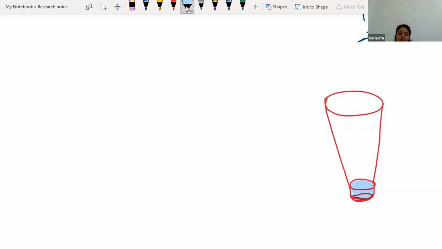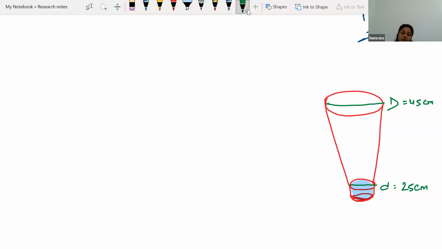The diameters of the two circular ends of the bucket are 45 centimeter and 25 centimeter. So two circular bases, as you can see, this frustum has this circular base and this circular base. This diameter is 45 centimeter and this diameter is 25 centimeter.